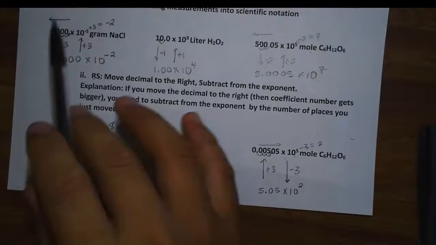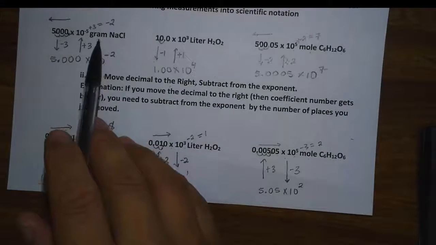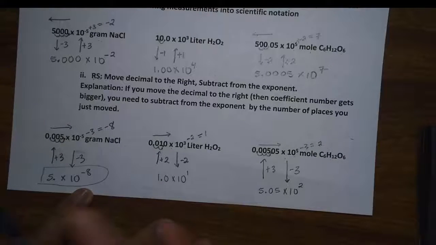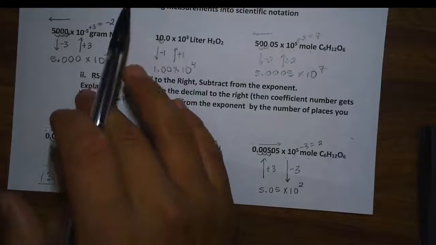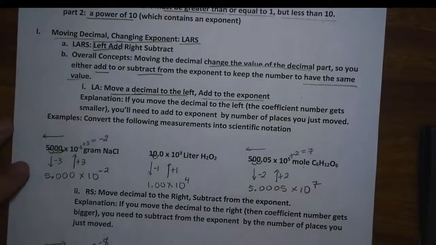Notice that throughout all the examples, I did not rewrite the unit and the chemical because there are no changes to the unit and the chemical. They just stay the same. Basically, you just copy it down. And that is how you change a standard form number to scientific notation.